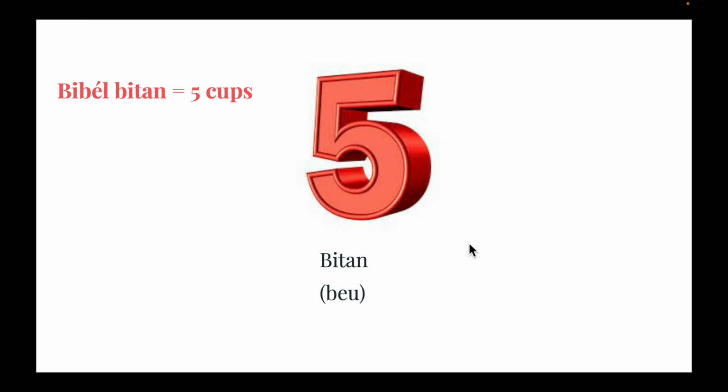Let's move on to number 5, betan. It is pronounced with B again, betan. We've already gone through bibil. You know that bibil is the plural of ibil, which is cup. To say five cups, we would say bibil betan. Remember, the noun goes before the number. Pretty simple, bibil betan. Five cups.